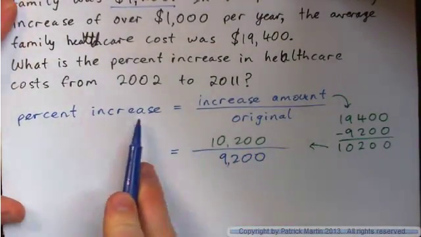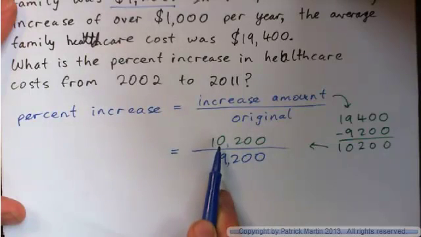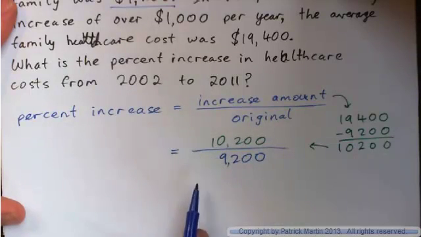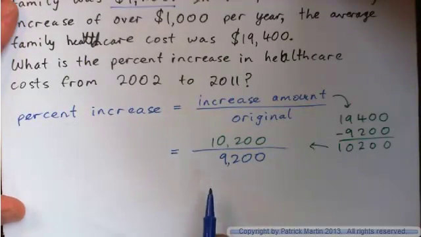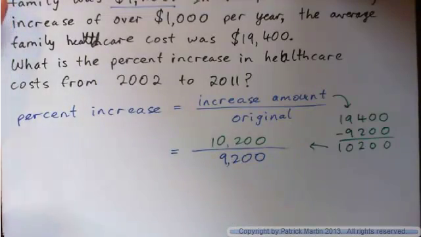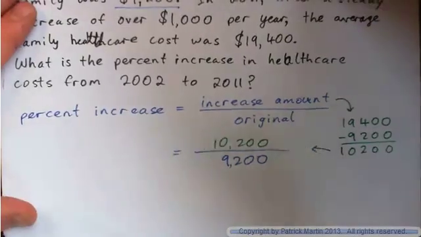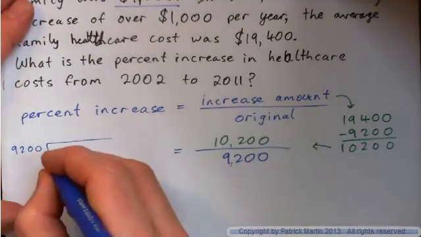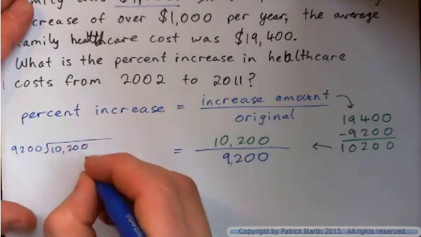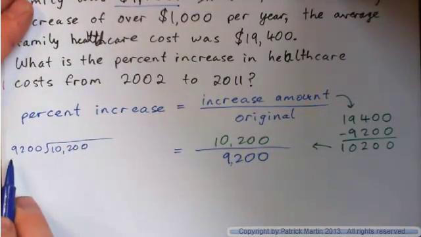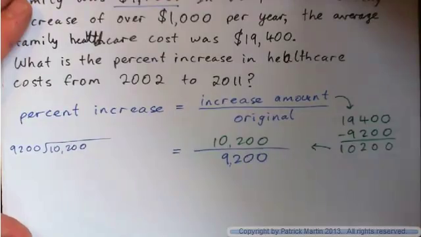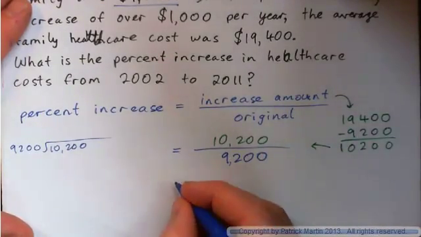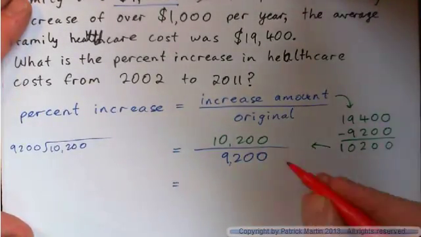So we have the percent increase in fraction form. What we need to do is turn this into a decimal and then turn the decimal into a percentage. So I would say the first thing we should do is simplify that fraction. If you want, you could try to do 9200 into 10,200, but that's going to be complicated, right? You'd be better off to try and simplify the fraction. So what's a quick way to simplify this?